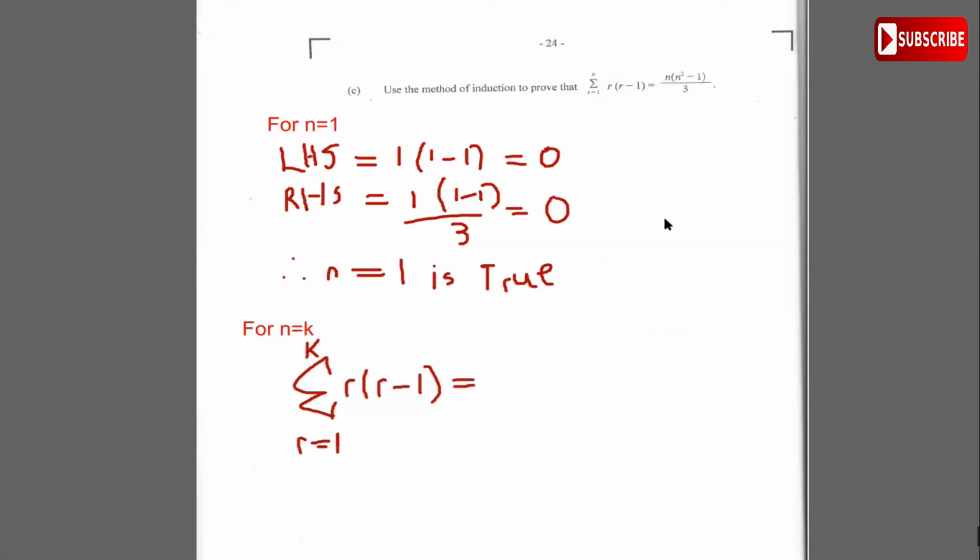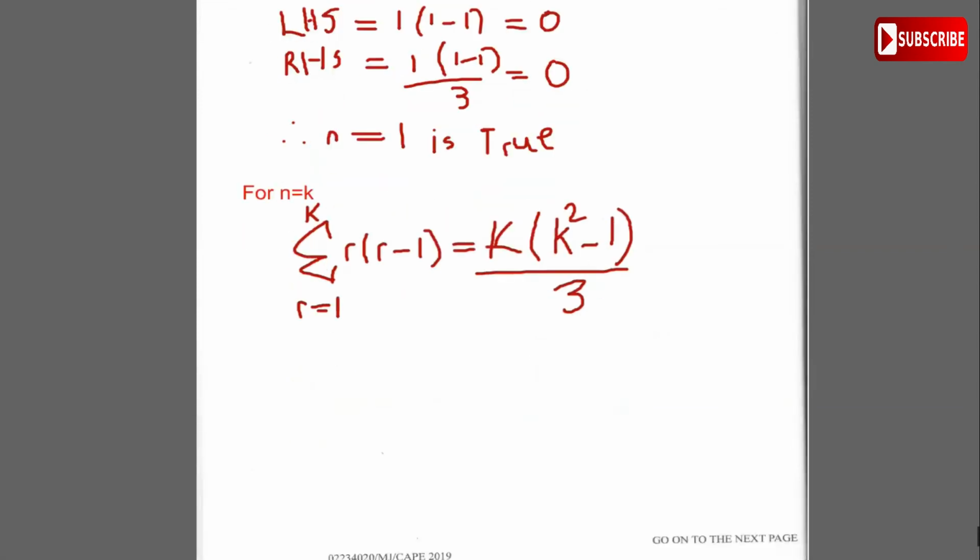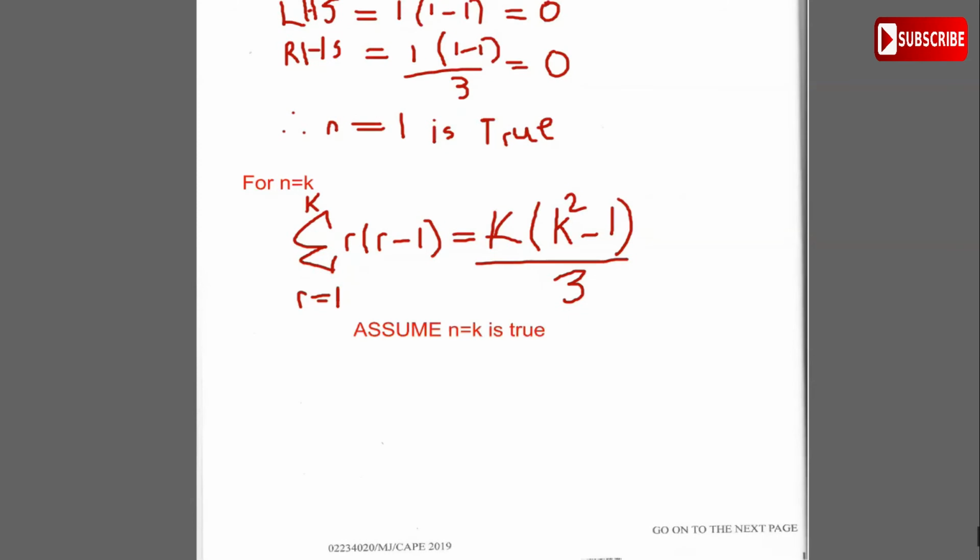And that is then equal to k, by replacing n with k. So it's k times k squared minus 1, all of this being divided by 3. Nice and easy. So that's what we have, and we're going to assume that this is true. We're going to assume n equal k is true.